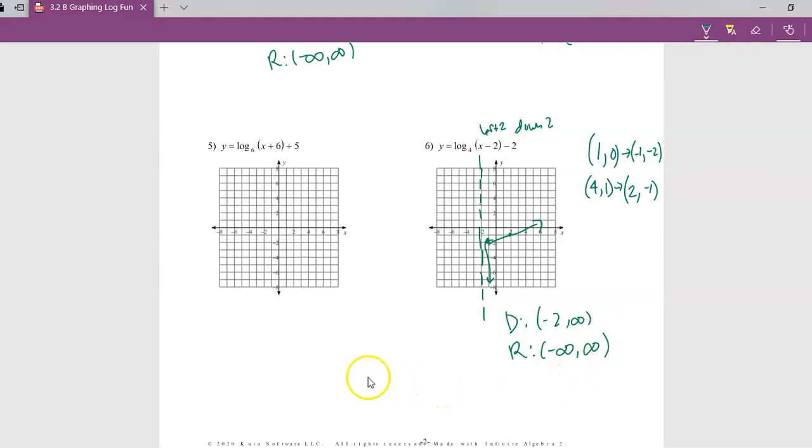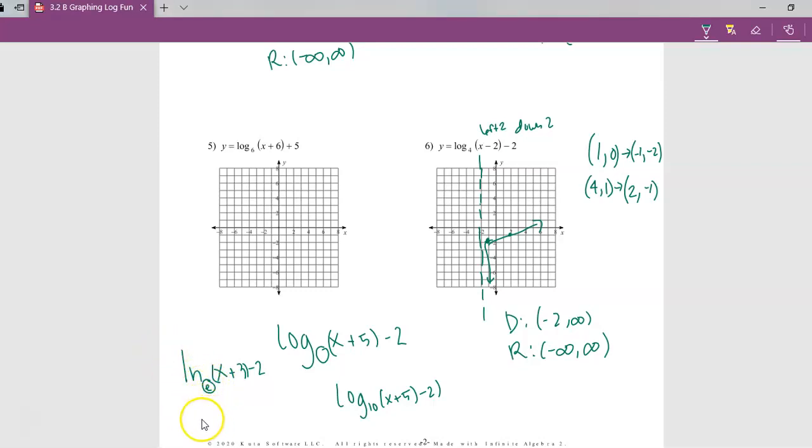All right, so just a couple of things. If you have a log that does not show a base, so something like log x plus 5 minus 2 or something like that, you don't see a little number down here. Remember, the standard base is a 10. So if you don't see it, it means it's log base 10. Okay. If you see ln of x, maybe it will have other things like this, that means our base is the number e. It just doesn't show it when you do ln.